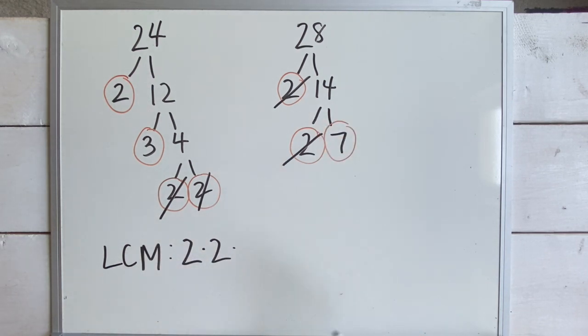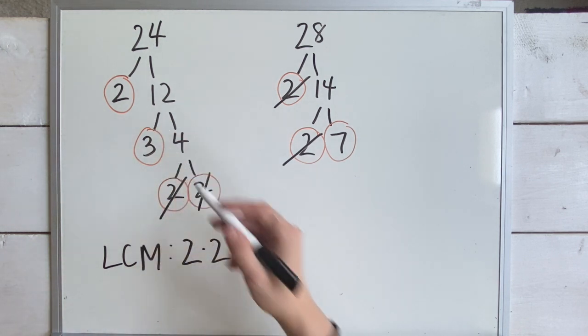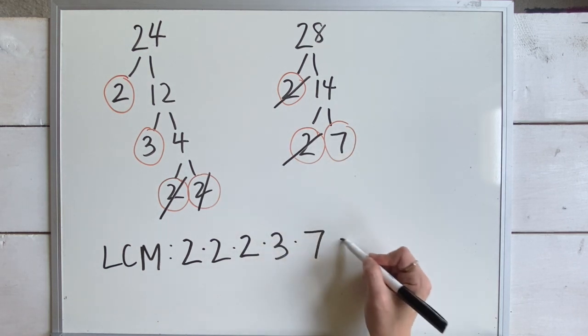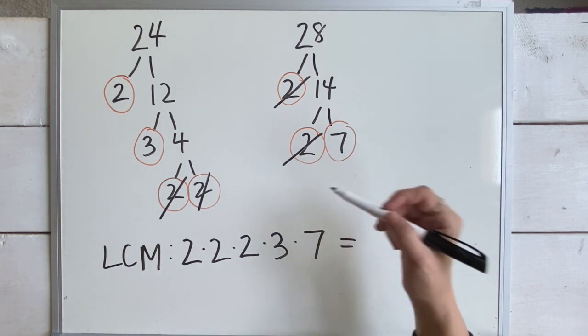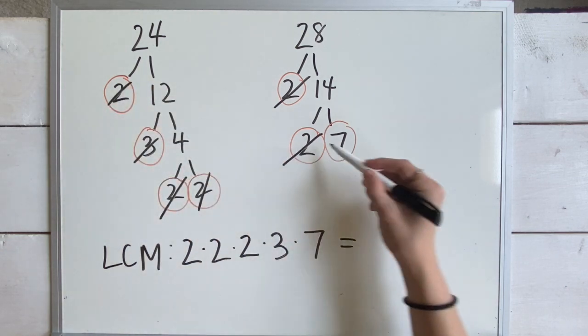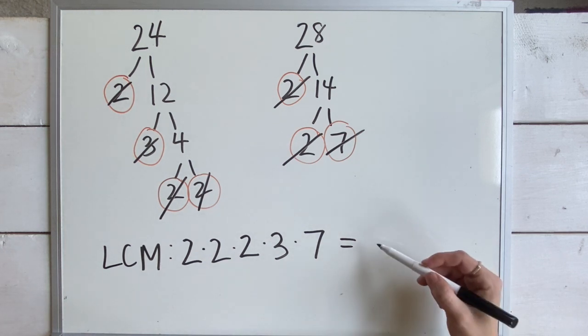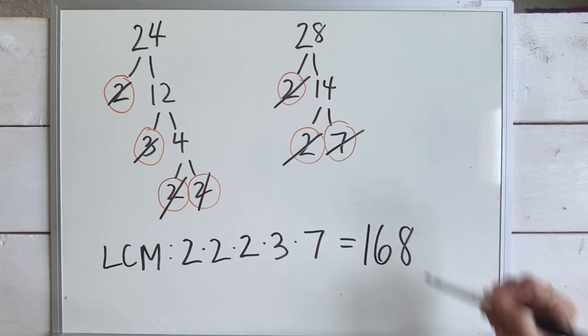And now we have to include all the other factors that are unique to each number. So for 24, we have another 2 and a 3. And for 28, we have a 7. Now we've considered every single prime factor of both of these numbers. And we multiply it out. So we get 8 times 3 times 7, which is 168.